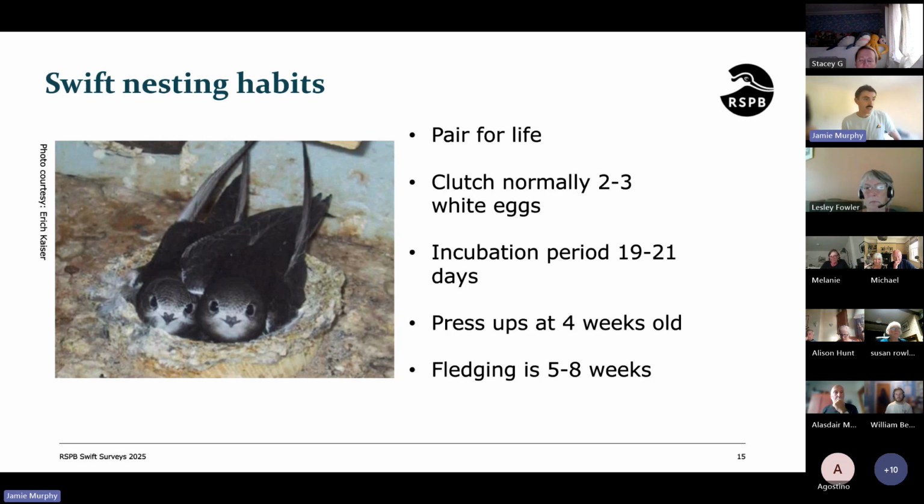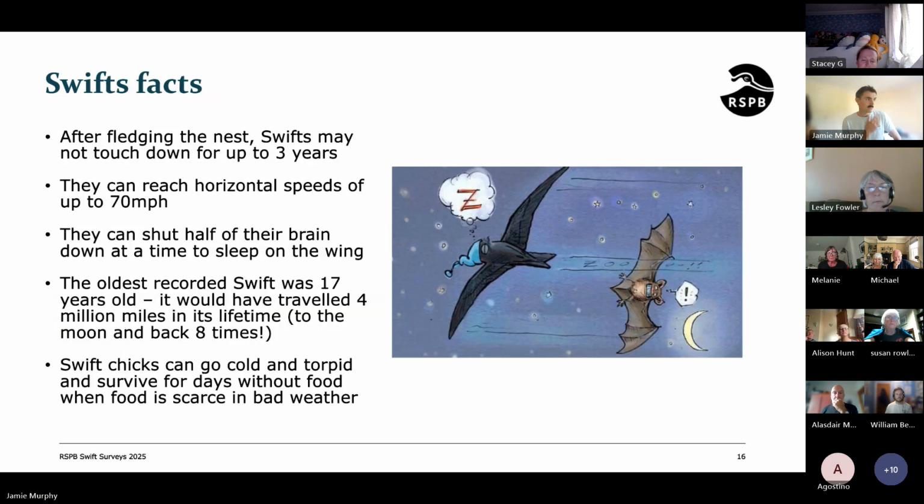So that's why they have to make sure they're strong enough to do that. A few interesting facts about swifts. I mentioned the first one already. The reason why they're called a swift is they're very fast. In horizontal flight, they can reach speeds of almost 70 miles an hour, which makes them one of the fastest birds in level flight.